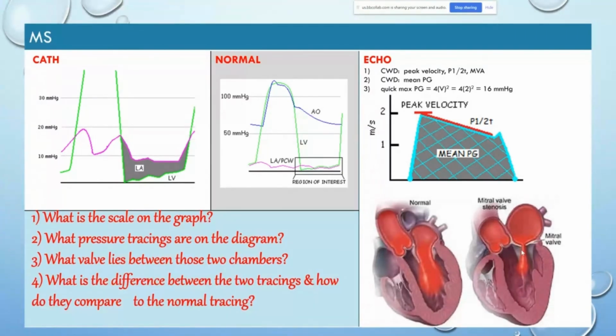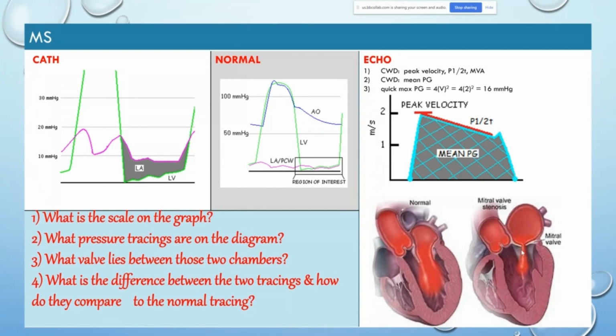Now, for mitral stenosis, the severity scale is like 5 to 10. If it's greater than 10 millimeters of mercury, I'm sorry, you guys, I'm tired, I can't speak today. If it's greater than 10 millimeters of mercury, it means that the person has severe mitral stenosis. If it's less than 5, it's mild. 5 to 10 is moderate. Greater than 10 is severe.